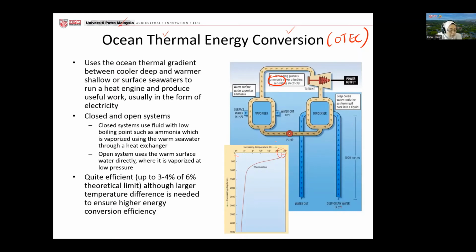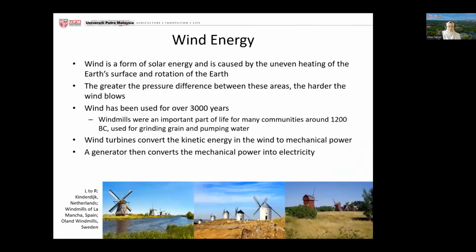And how do you do that? It's by using the difference in water temperature. All right, so this system is actually quite efficient, although a larger temperature difference is needed to ensure higher energy conversion efficiency. So if you can get a very low temperature ocean water and quite high surface water temperature, a lot more electricity can be generated because it makes it more efficient. Right, so that's that about OTEC.